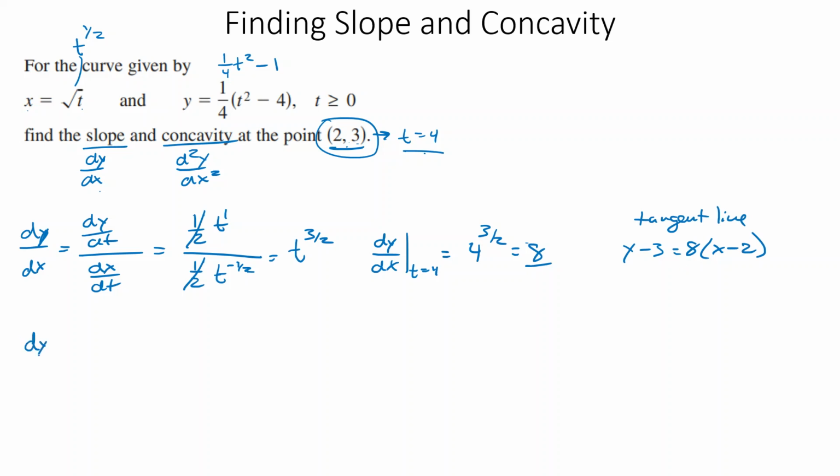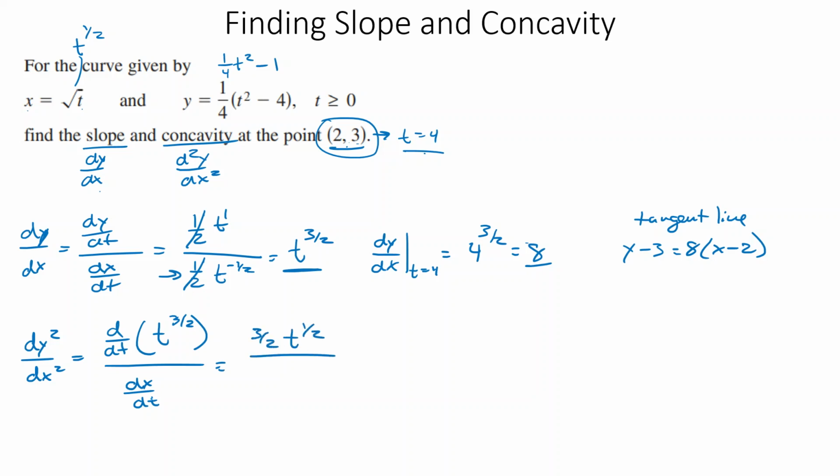All right, if we want to know our second derivative for our concavity, we've got to take the derivative with respect to t of our first derivative, which is this guy, which is not a hard derivative to take, and then divide it by another derivative with respect to x, which was this guy with the 1/2. So for this guy, the top, I bring down the 3/2. I get t to the 1/2. On the bottom, I'm going to have another one of these. So I'm going to have 1/2 t to the negative 1/2.